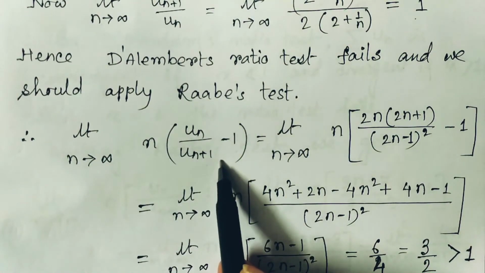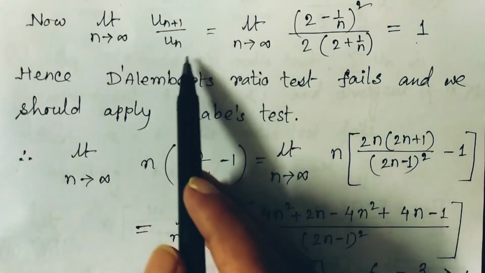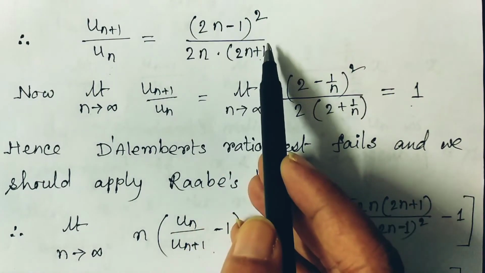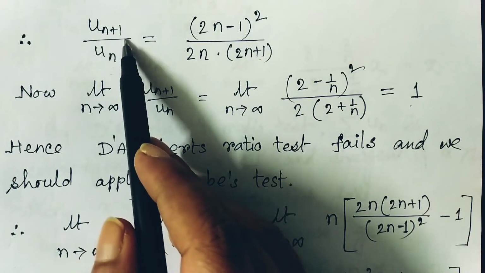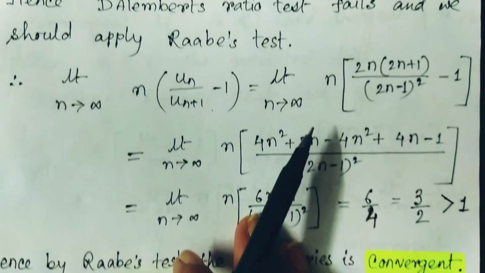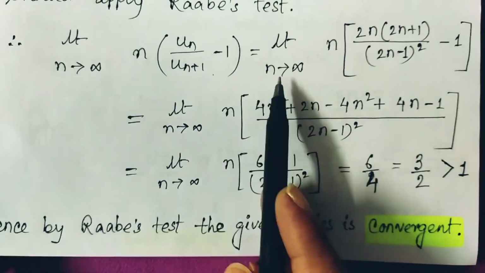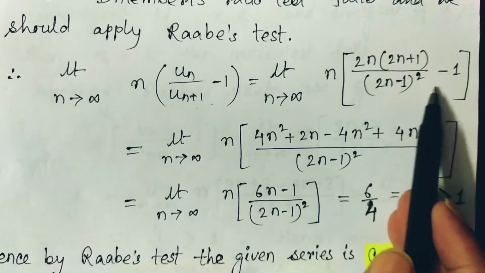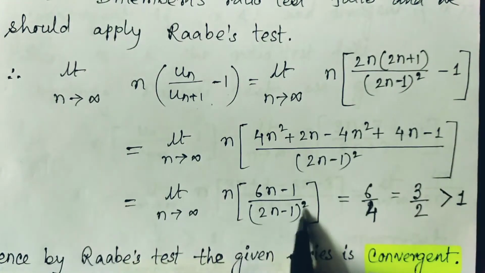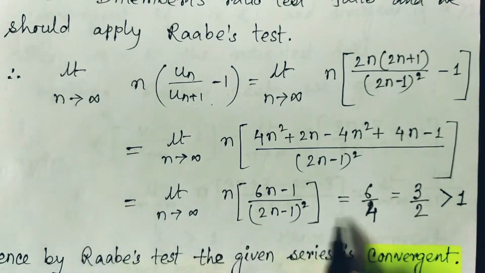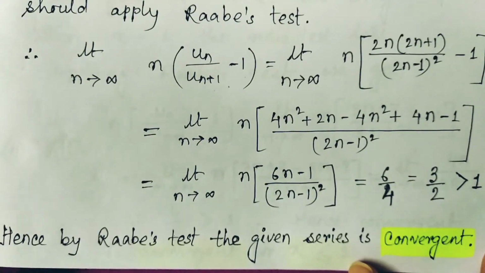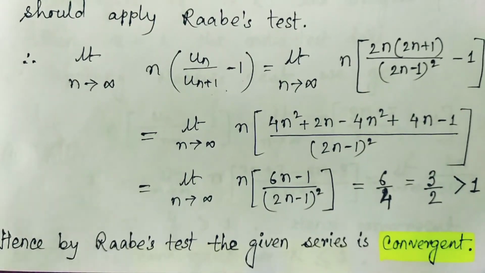Now for Raabe's test we should find the limit of n into (un by un plus 1 minus 1). We have already calculated un plus 1 by un, so if we take the reverse of this, we get un divided by un plus 1. Substituting, this is n into (the inverted expression minus 1). If we simplify and take the limit, the value is finally 6 by 4, that is 3 by 2, which is obviously greater than 1. Hence, by Raabe's test, the given series is convergent.